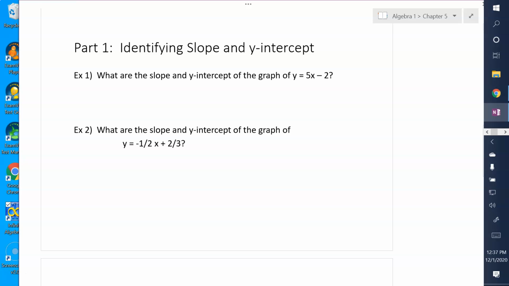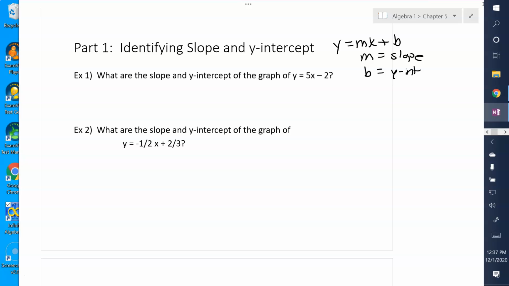So part one is we're going to identify the slope and the y-intercept just from the equation. So keep in mind that y equals mx plus b. M is your slope, and b is the y-intercept. So with that in mind, you can literally look at these equations, and without doing any work at all, you can identify the slope and the y-intercept.